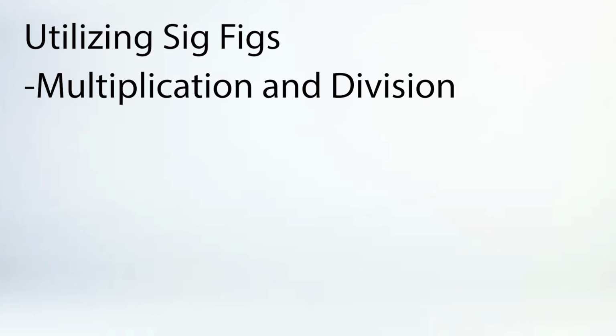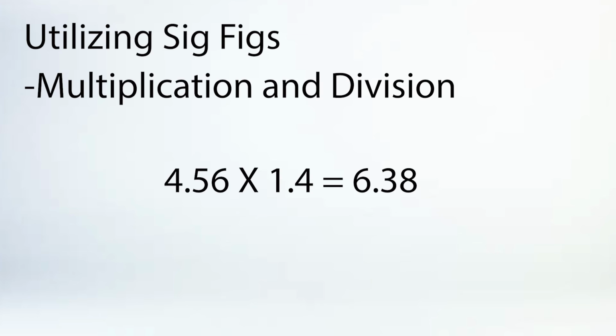For example, 4.56 times 1.4 gives us 6.38. Here, 1.4 is our value with the least number of significant figures, so we have to change our answer to match it by rounding. 6.38 would round up to 6.4. The product should have only 2 significant figures because 1.4 has only 2 significant figures.